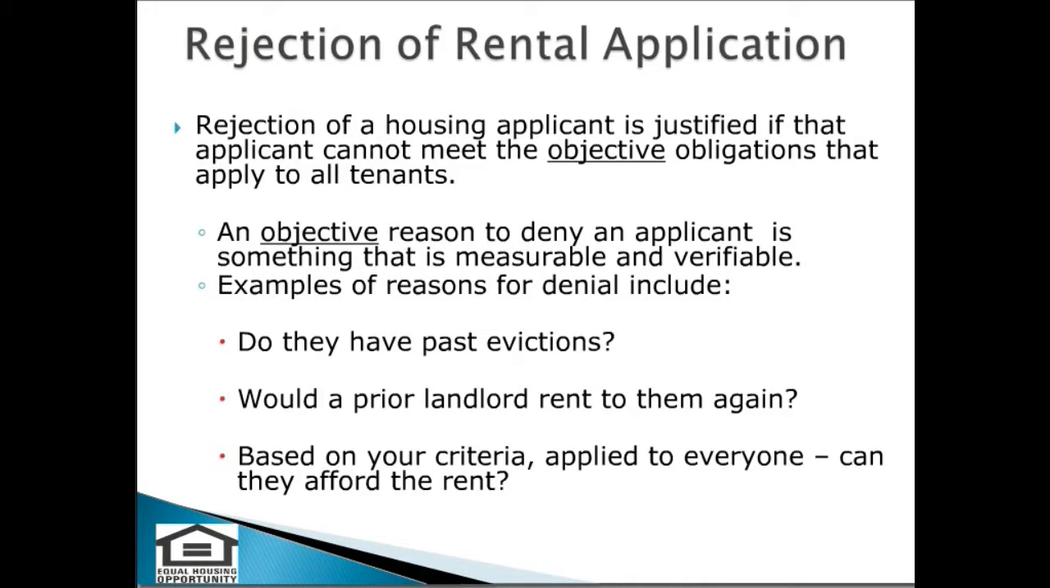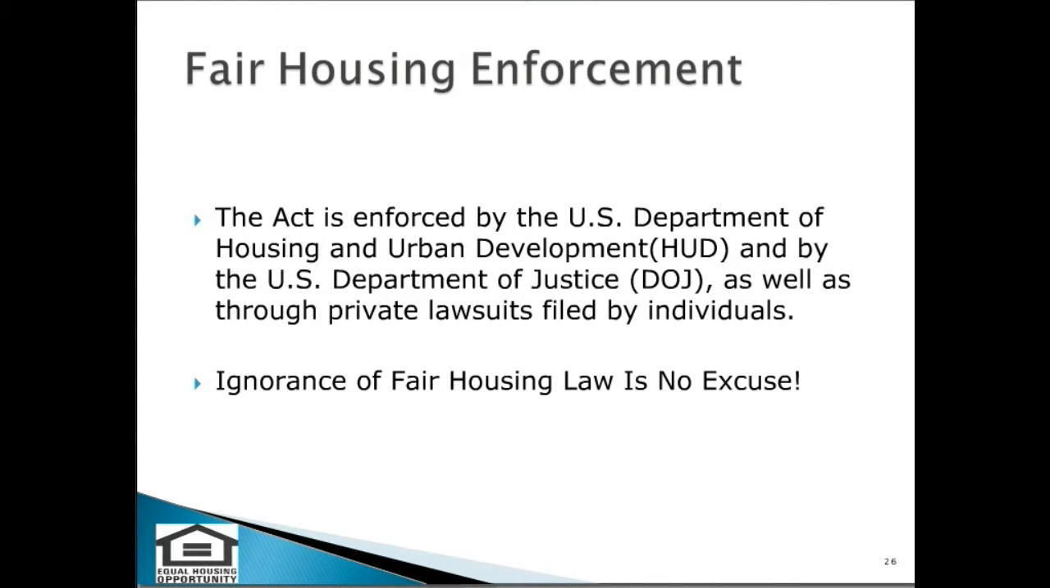The Fair Housing Act is enforced by the U.S. Department of Housing and Urban Development and by the U.S. Department of Justice, as well as through private lawsuits filed by individuals. If a case is ever filed against you, you will probably be told ignorance of fair housing law is no excuse. Therefore, training is so important. For more information about training opportunities, you can contact HCCI.